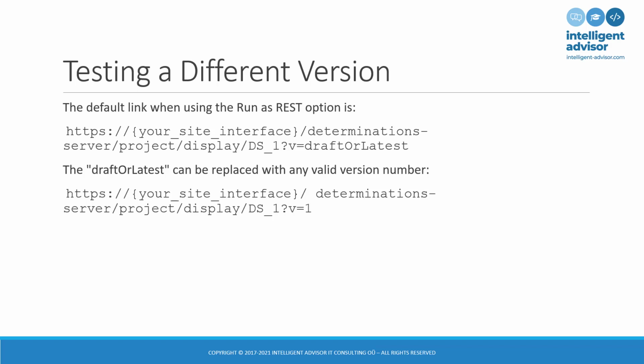The default link when you use run via REST is as shown, but you can actually even replace it during the run via REST if you quickly need to access the run via REST interface for any of the versions that you've developed.